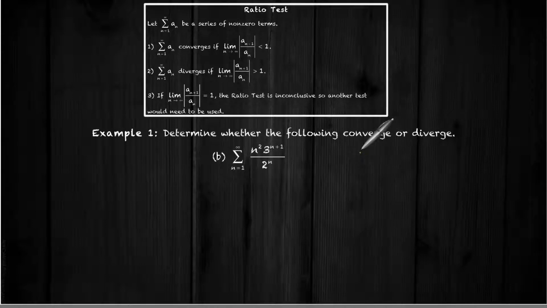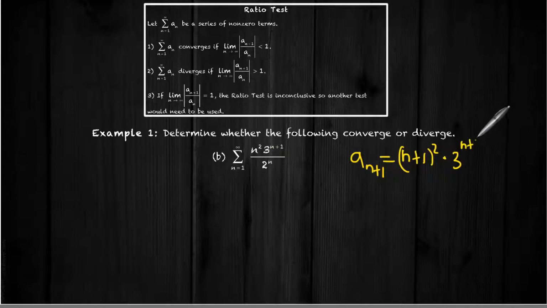And so our a of n plus 1 means every place we see an n, we're going to replace it with n plus 1. So that's going to result in n plus 1 squared. And you got to be careful with all this stuff. And so that's going to be times 3, and we're going to replace this n right here with n plus 1, which is going to make it n plus 2, over, and we got to replace this n with n plus 1, so 2 to the n plus 1. And of course our a sub n is just our original function.